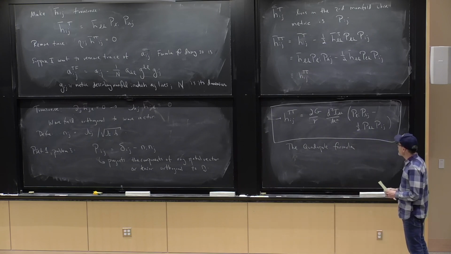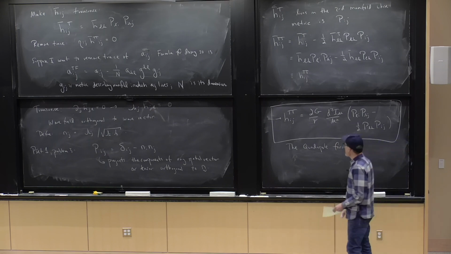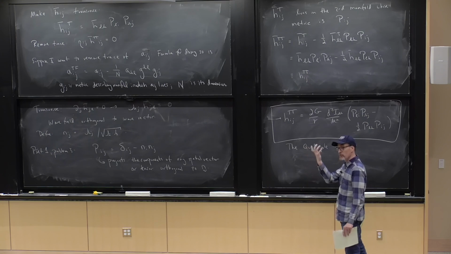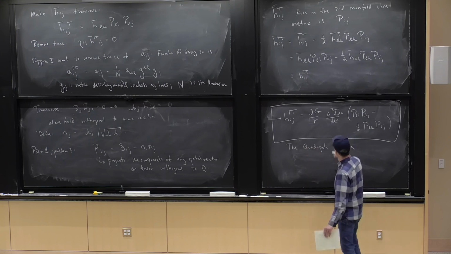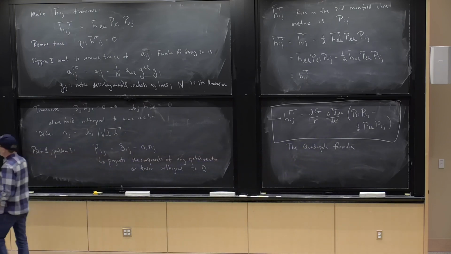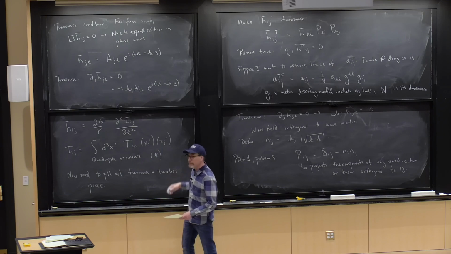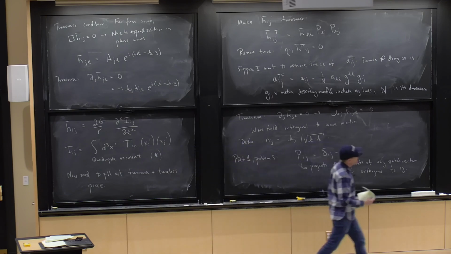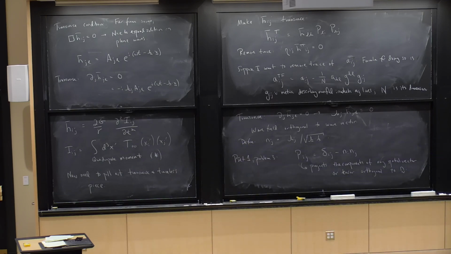So, just take stock of the final result. Suppose you have some dynamic gravitating source. This is telling me what I do is I compute the quadrupole moment associated with that source. I take two time derivatives. I hit it with this combination of projection tensors, which tells me something about the geometry of the source.